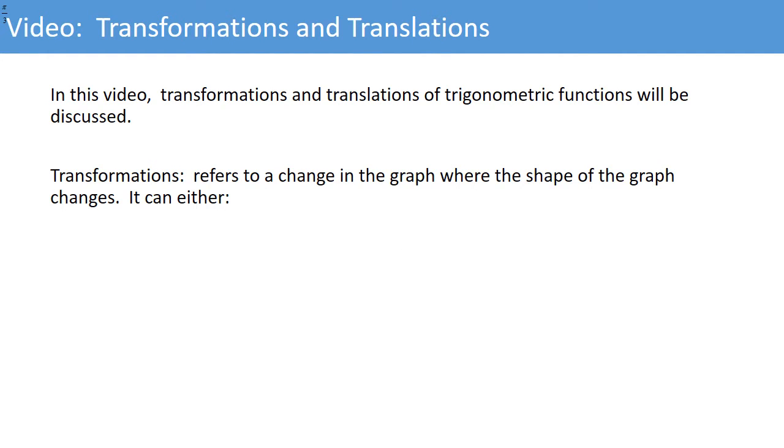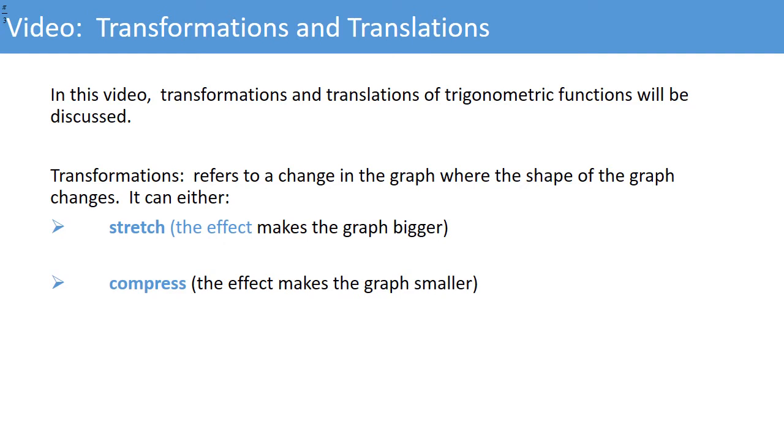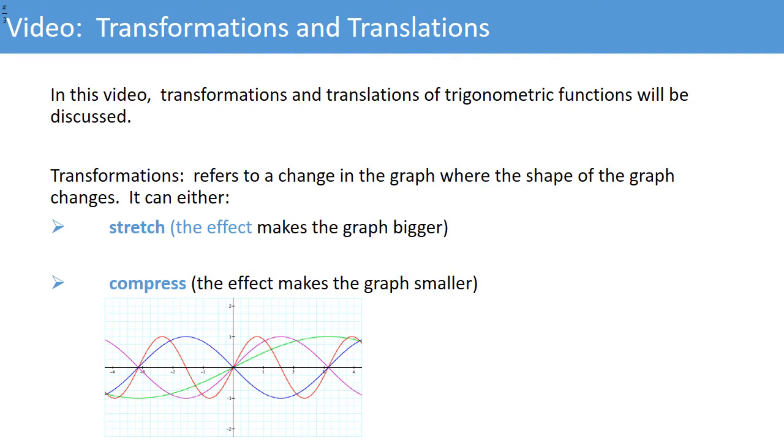Transformations, what are they? Transformations refer to any change in the graph where the shape of the graph changes. It can either be a stretch where the graph looks bigger, or a compression where the graph looks smaller. Here is an example of horizontal stretch and compression. This example is vertical stretch and compression. So let's take a closer look.